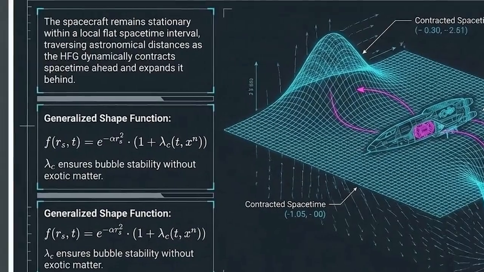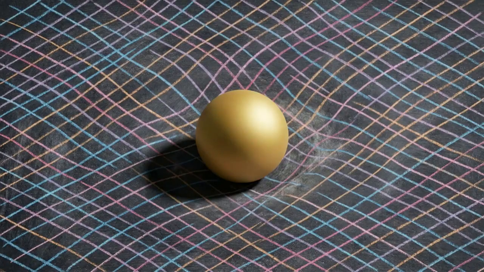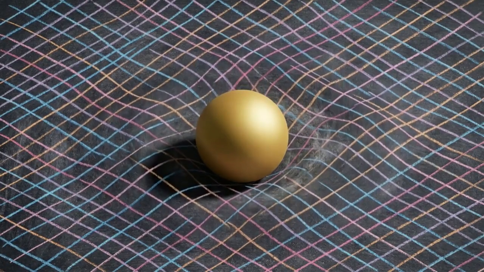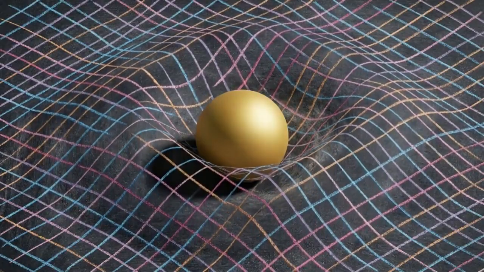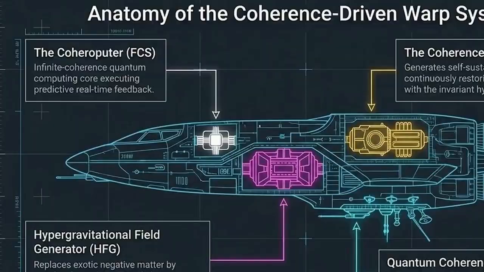The generalized shape function shows the lambda c factor provides mathematical stability for the bubble, replacing the need for negative matter. By tuning the resonance between hypergravity and the spacecraft's quantum fields, spacetime curvature is achieved naturally, making exotic negative matter obsolete. Navigating that bubble requires the control subsystems located in the forward section of the craft.